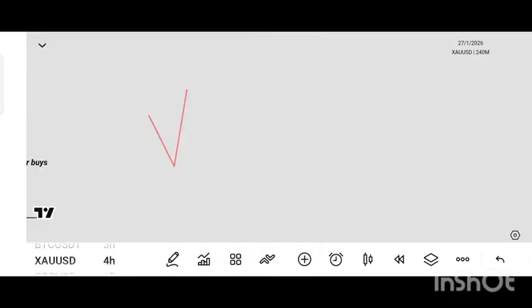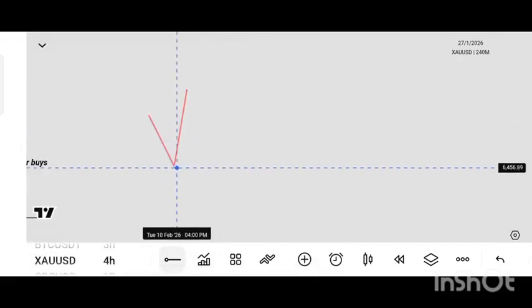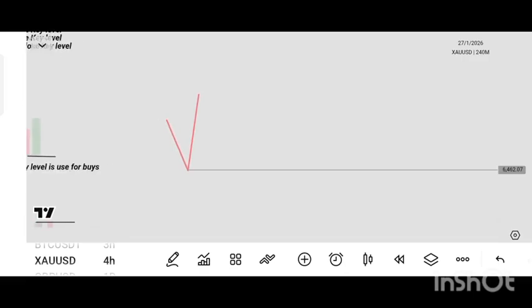It looks like a V. Alright, so this is it. This is a V-shaped key level. Why do we call it a V-shaped key level? It's because it looks like a V.